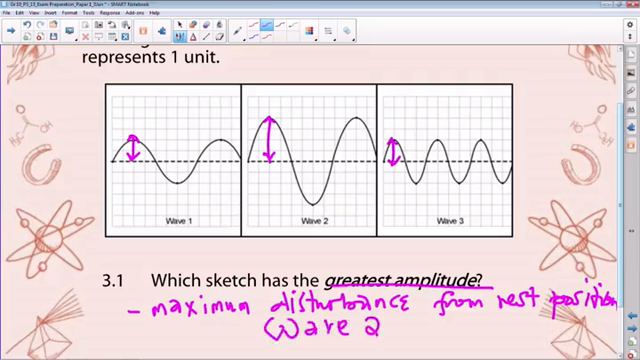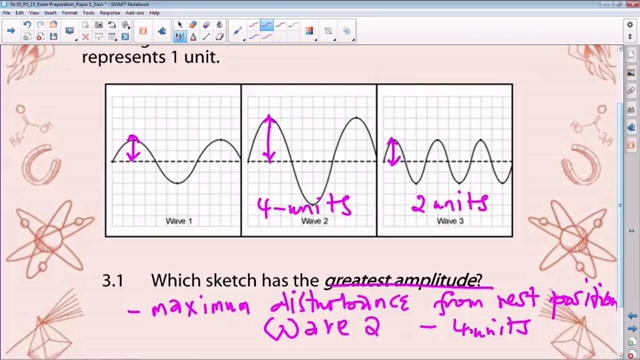Wave 2, right? Why do we say wave 2? Because it's 1, 2, 3, 4 units, which is 4 units, right? Whereas this one is 2 units amplitude, okay? And then this one is 4 units, right? And then this one is also 2 units. So you realize that wave 1 and wave 3 have got the same amplitude. That's what is similar between the two, right? Let's look at the second one, which sketches the shortest wavelength.